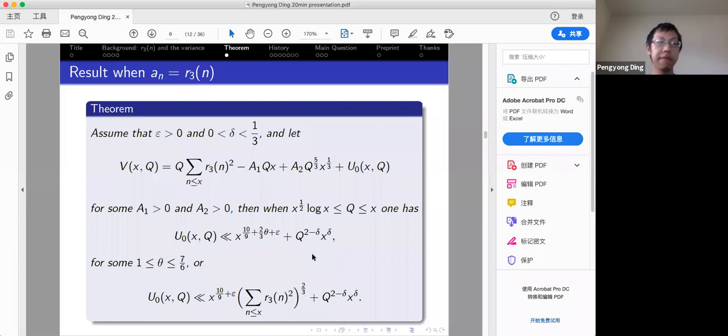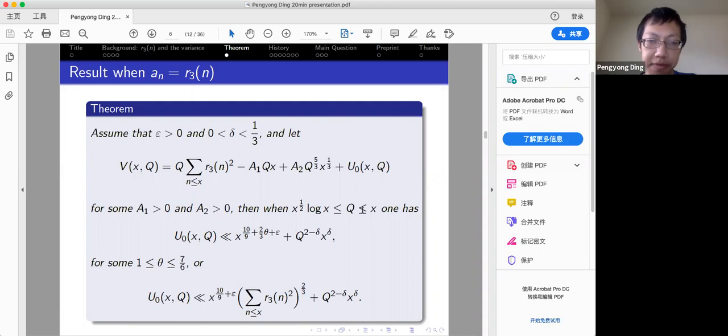And assume that epsilon is a positive number and delta is positive and less than 1/3. Then V of S and Q is Q times the second moment sum of R3 of n, minus A1 times QX, plus A2 times Q to the 5/3 S to 1/3, plus an error term, which is named U0 of S and Q. A1 and A2 are constants, but they are too complex.